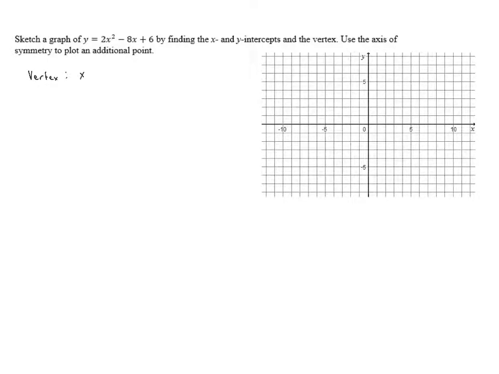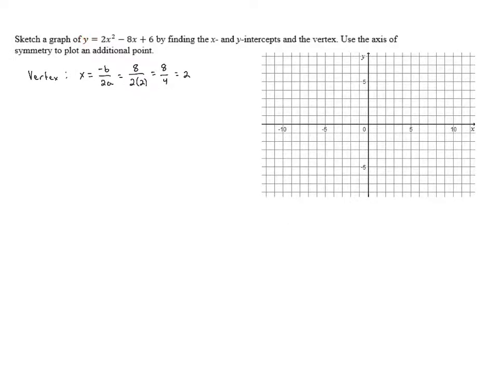Remember that we can get the x-coordinate of the vertex by taking the opposite of b over 2a. In this case, the value of b is negative 8, and the opposite of negative 8 is positive 8. And then in the denominator, we have 2 times a. In this case, a is 2, so that will be 2 times 2, which becomes 4. And when we take 8 and divide it by 4, we get 2. So the x-coordinate of the vertex is 2.